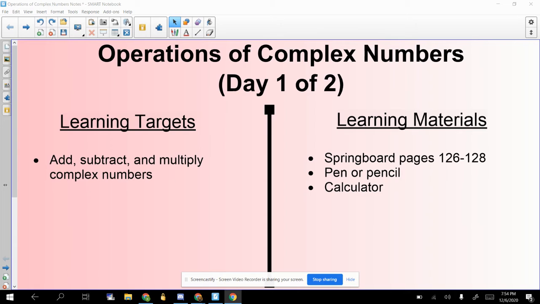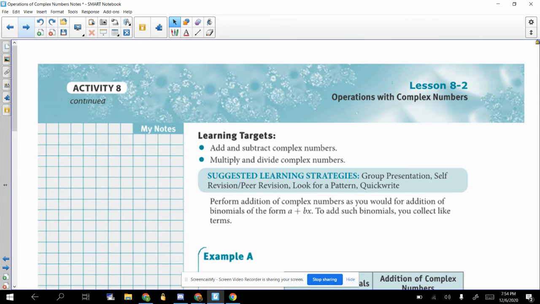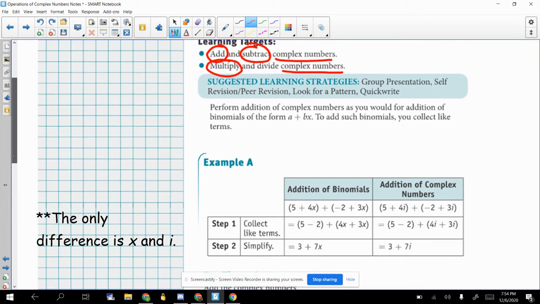Okay, so this is in your Springboard book on page 126. So you can go ahead and grab that and then a pen or a pencil for notes and possibly your calculator. Okay. So on the top of page 126, you'll see our learning targets here, which state that we are going to add and subtract complex numbers. And again, today we're just going to multiply complex numbers, and tomorrow we will divide.